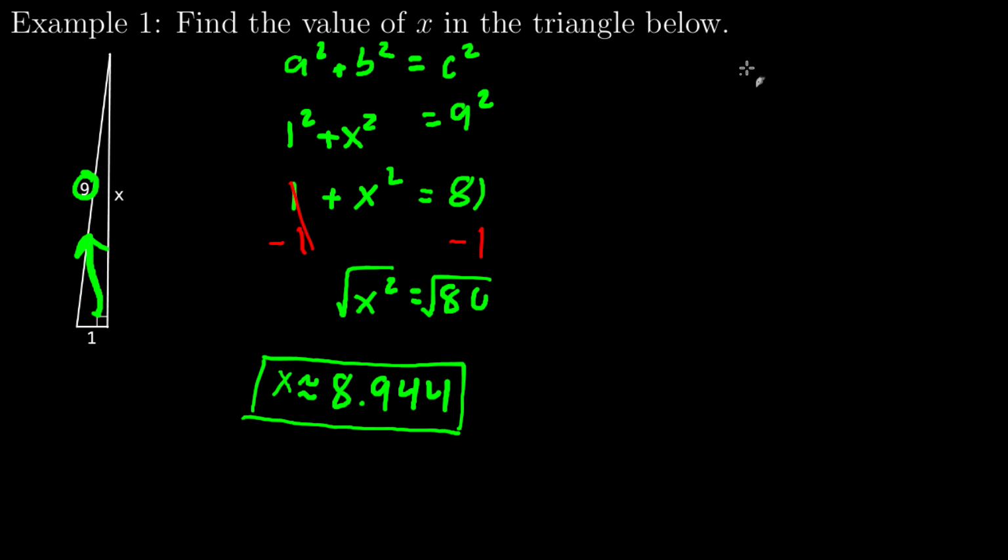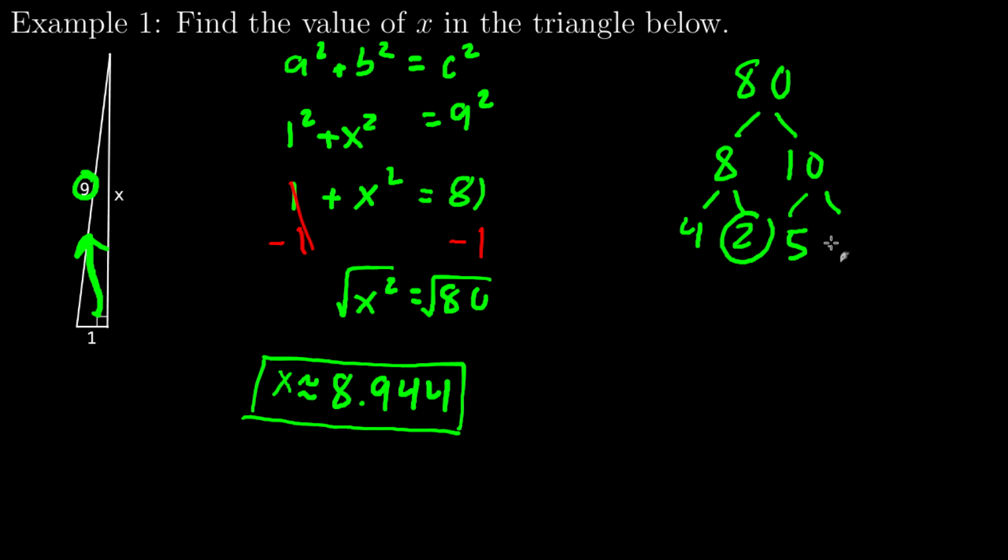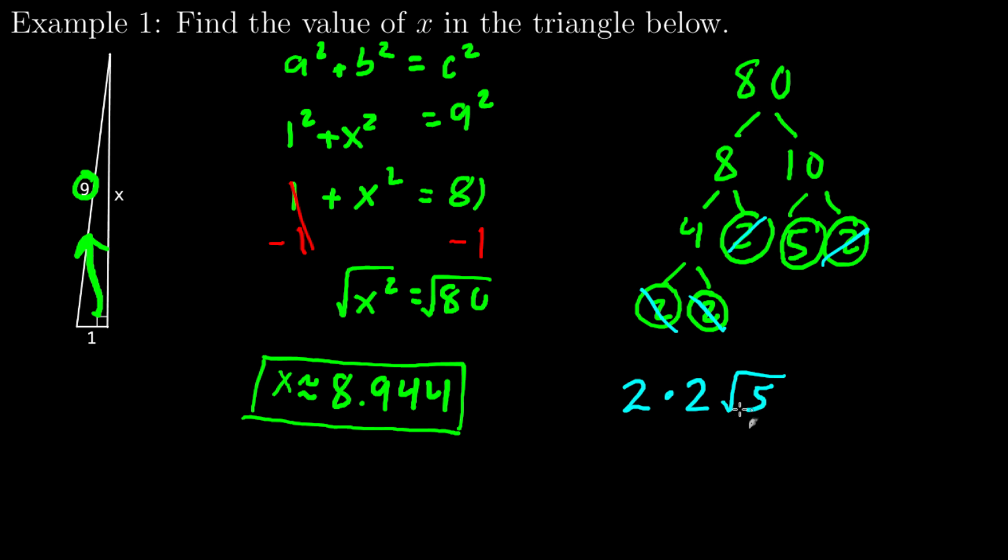But if I want to get the exact answer, I can break down the square root. So I'll take my 80 and I'll see what goes into it. Now, I know that 80 is 8 times 10. 8 is 4 times 2. 2 is prime. 10 is 5 times 2. 5 and 2 are both prime. And then 4 breaks down into 2 and 2. And I look for pairs, so I have one pair of 2's, a second pair of 2's, so 2 times 2 on the outside, and a 5 left over on the inside. So the exact answer is x equals 4 root 5.